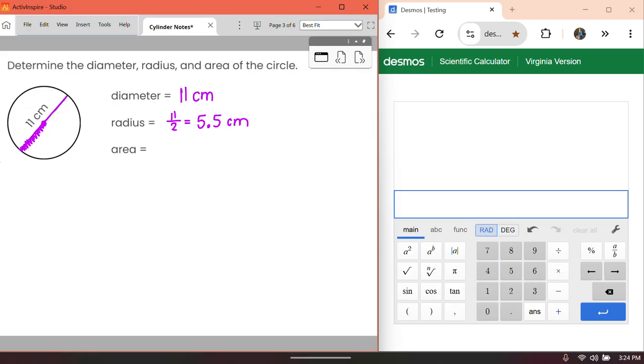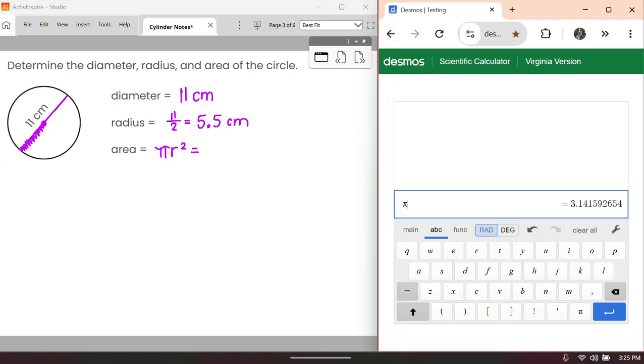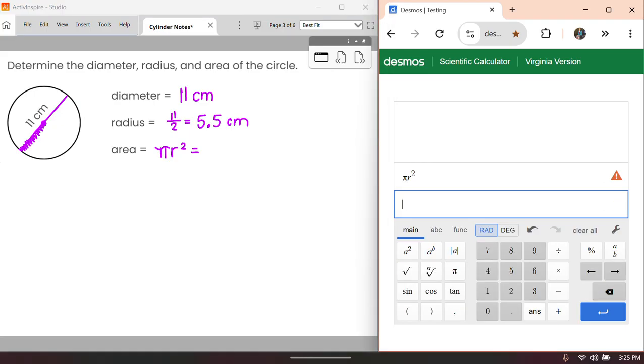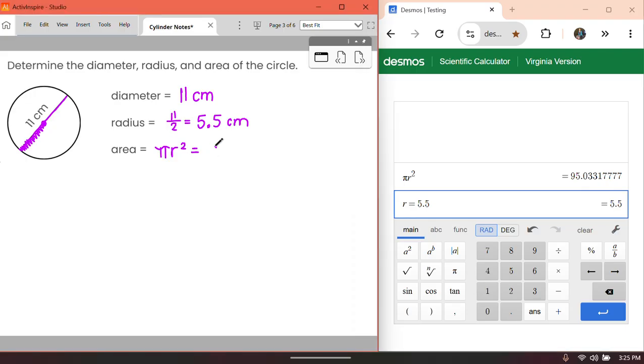You also have to be able to find the area of a circle. If you can't find the area of a circle, you're going to have some trouble with a cylinder. So I will remind you that the area of a circle formula is pi r squared. And we can make Desmos do this work for us, fortunately, because we already know that our radius is 5.5, so we can figure out that the area of this circle is 95 centimeters squared. If you can deal with a circle, you are going to be fine with cylinders. Let me just tell you that.